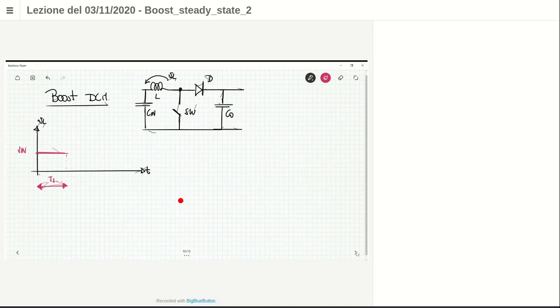Then there is a second time interval in which the switch is off, the diode is on, and VL is Vin minus V naught, which is negative because V naught is larger than Vin. This happens for the time interval T2. Then there is the third time interval in which both switches are off and the voltage across the inductor is null. This is at the end, here Ts.